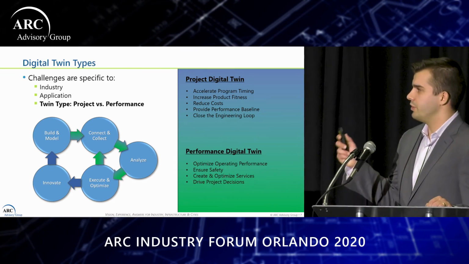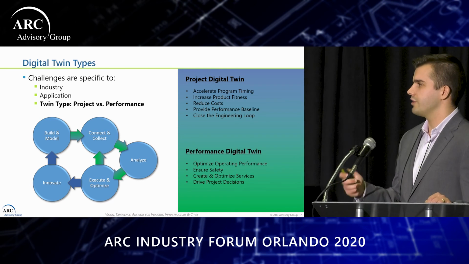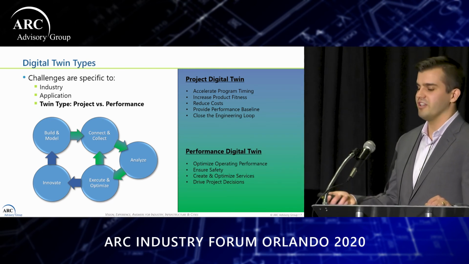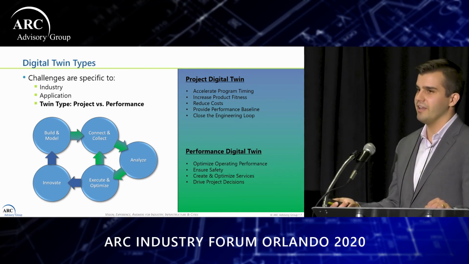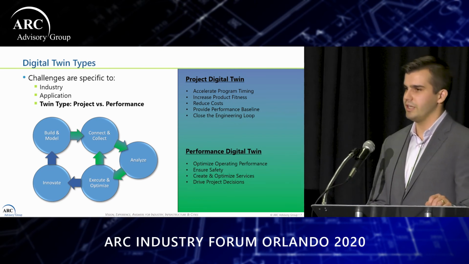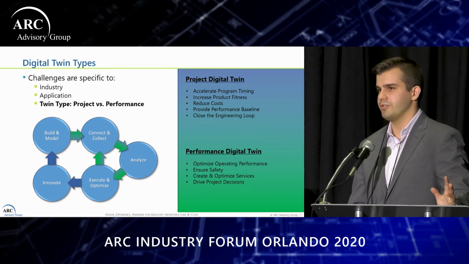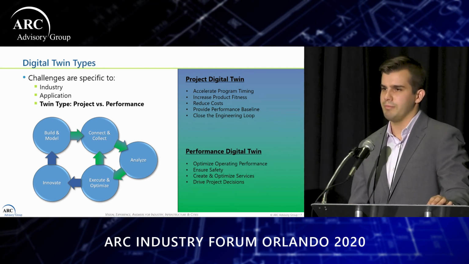And then within that loop, you have the performance digital twin. So this is where you analyze the data, execute and optimize, then continue to collect that information, continue to analyze, and you go through this cycle for as long as your plant or process or asset is in the field. And this is essentially the digital twin associated with optimizing a process.